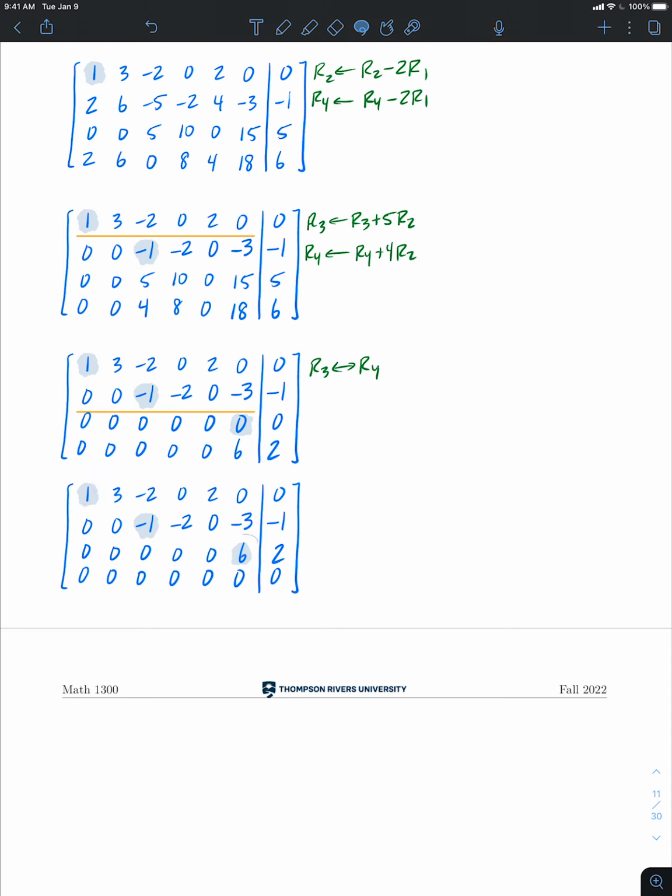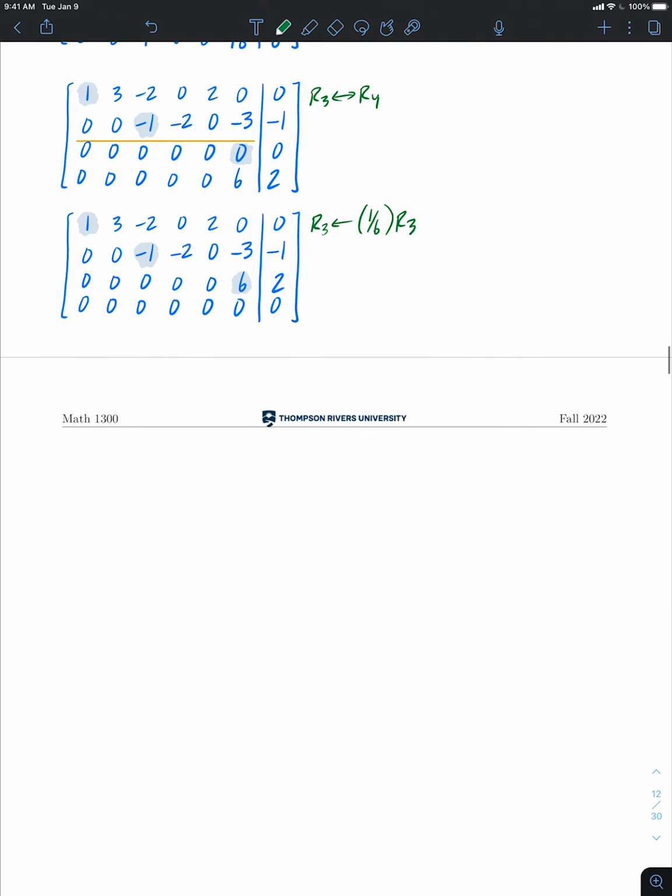So for the 6, our first focus is, well, it's got to be a 1, because all the leading entries in a reduced row echelon form matrix have to be equal to 1. So let's start by scaling that row. So we'll take row 3, and how do you make a 6 into a 1? By multiplying it by something. Multiply it by 1 over 6. And that'll turn that entry into a 1.